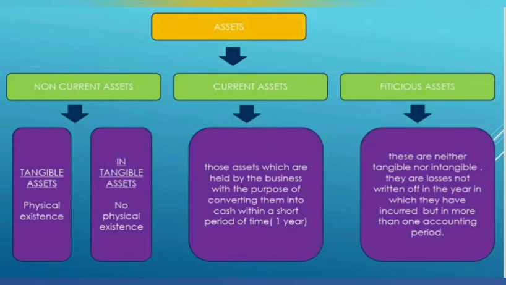So anything which will enable the firm to get cash or an economic benefit in future is an asset. Examples could be your land, building, machinery, furniture, stock, debtors, and so on. So assets are classified into three categories. One is your non-current asset, second is your current asset, third is your fictitious assets.